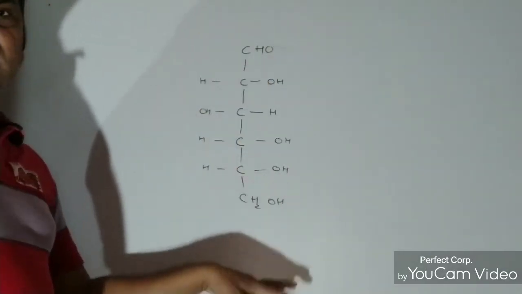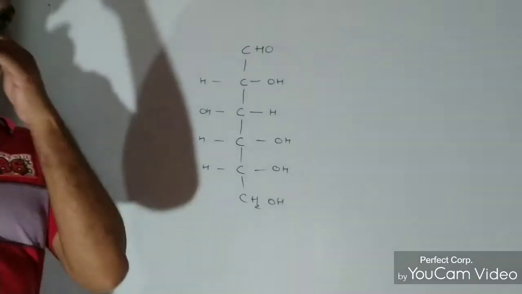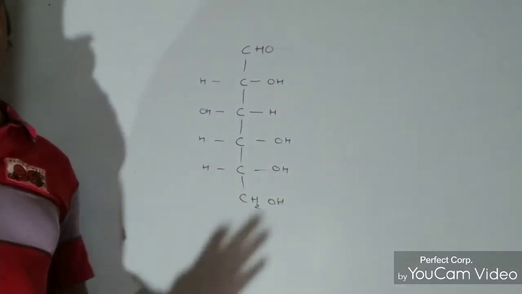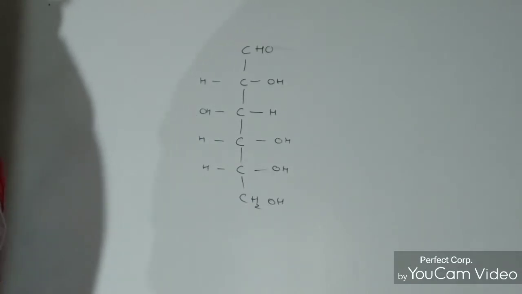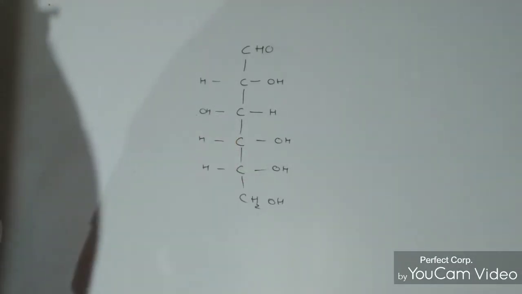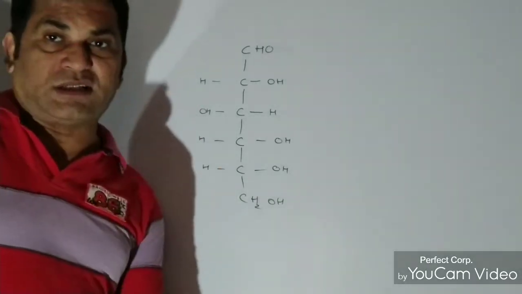In this structure you will find that if the OH on the fifth carbon is on the right side, then this is known as D-glucose. If the OH is on the left side, then this is known as L-glucose. So this is our simple talk, C6H12O6. This is the glucose structure.